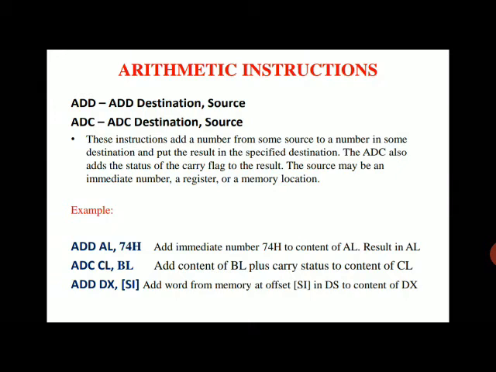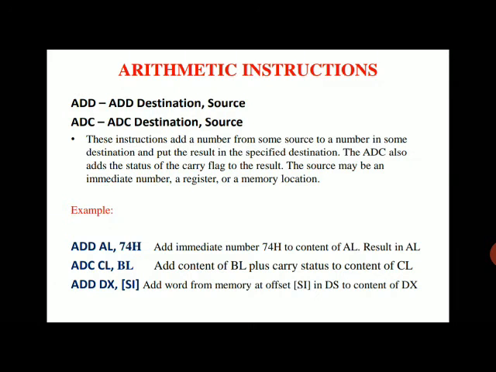And the next example is ADC CL, BL. Here we have to add the content of BL register with the content of CL register and with the carry status and finally the result is stored in the CL register. See the next example, ADD DX, [SI]. Wherever you are seeing square bracket, it indicates the memory location.